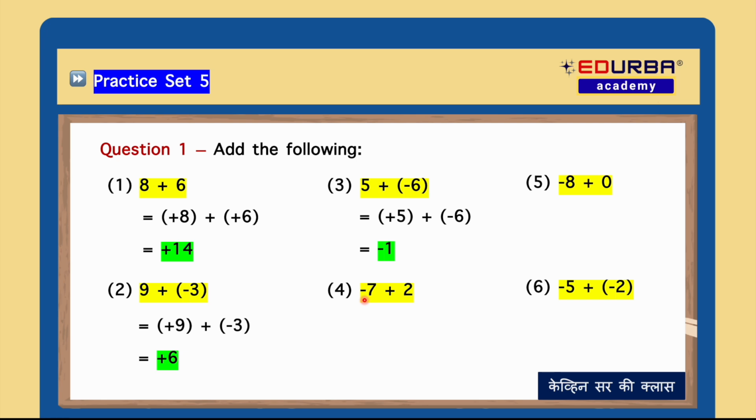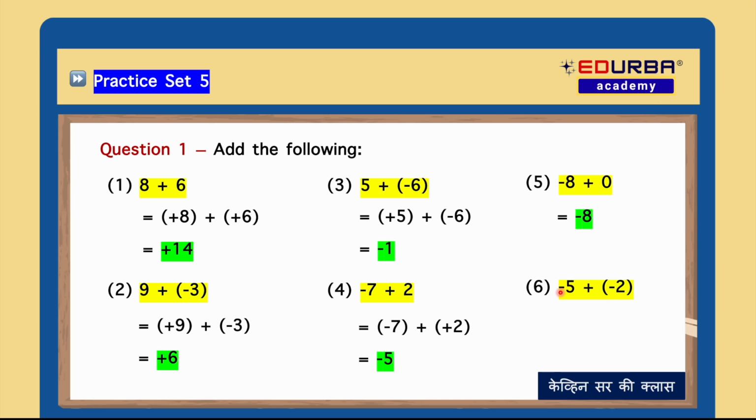Similarly, we have minus 7 plus 2. First we added the sign, minus 7 plus 2, and then again here we have negative and positive. That means we have to take the sign of the bigger number, which is minus, and then 7 minus 2 is 5. So that's how we got the minus 5 answer. This is very easy. We have minus 8 plus 0. We can simply ignore 0, and the minus 8 is going to be our answer.